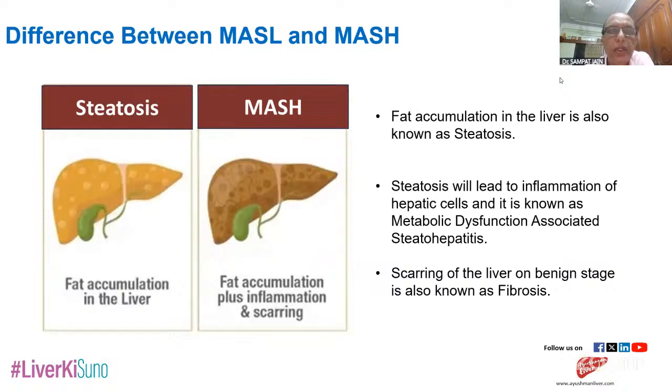So what is the difference between the MASL and MASH? MASL is only the steatosis, that is a fat accumulation in the liver, which we normally get in the sonography reports in our day-to-day practice. And MASH is the fat accumulation plus inflammation and scarring. So the thing is very much clear. Only fat in the liver is a fatty liver, is steatosis. And if there is inflammation and scarring along with that, then it is now termed as the MASH, which is more fatty. And this may progress to the cirrhosis. So fat accumulation is also known as the steatosis or fatty liver. This may lead to inflammation of the hepatic cells and known as the metabolic dysfunction associated steatohepatitis. Scarring of the liver on benign stage is also known as fibrosis.